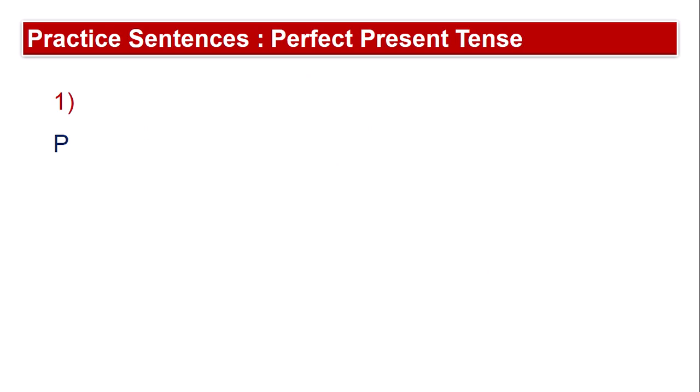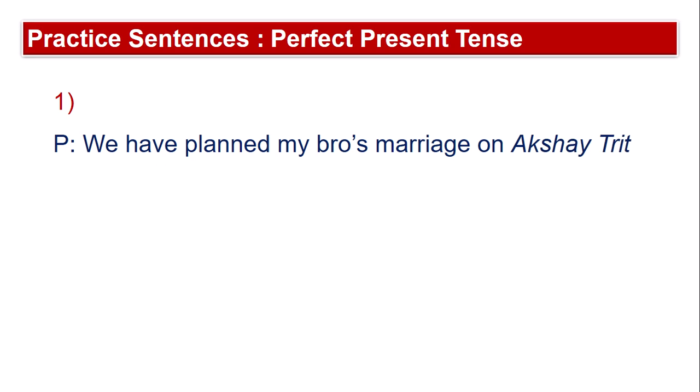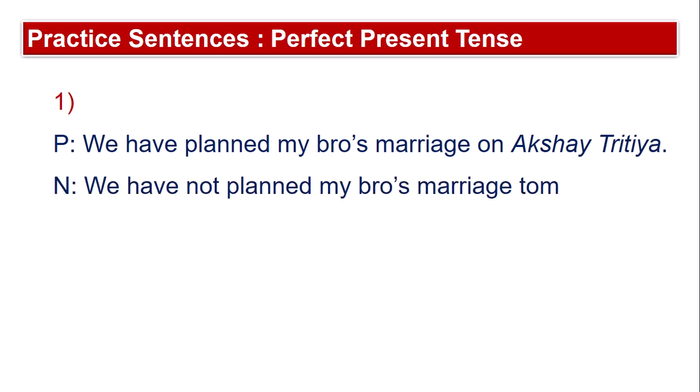Let's move on to the next screen, and we have planned my brother's marriage on Akshaya Tritiya. So I'm going to give you 10 important sentences which include all the varieties that we have learned until now in different tenses, and 10 sentences which have correlation and cohesiveness between them so that it can make a short story as well. And this is the way we must communicate in any language including English.